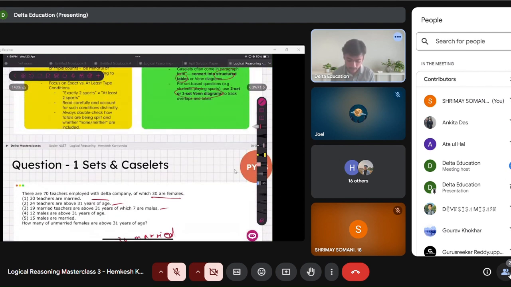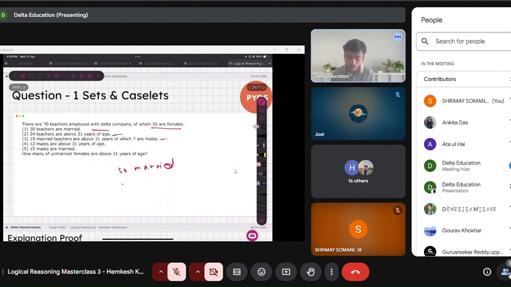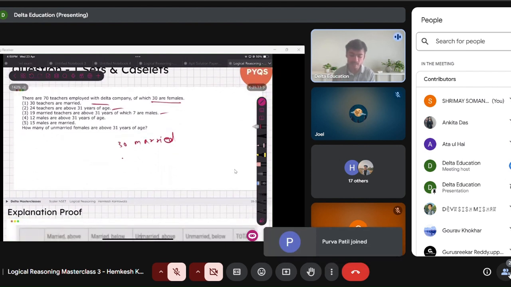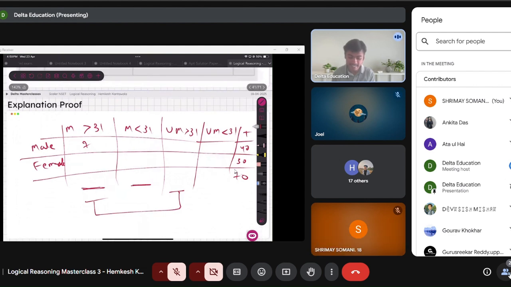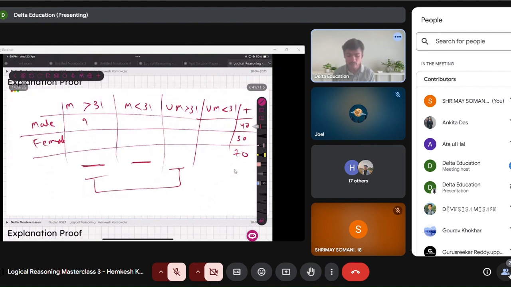Okay. Then 19 married teachers are above 31 years of age, of which 7 are males. Correct. 7 are males and there are 19 teachers who are married and are 31 years of age and above. So if this is 7, then 19 minus 7 would be 12. So 12 females would be greater than 31, correct? So if we make the sum 19, then this would be 19. Now we know that the sum of this and this is 24, so this would be equal to 5.